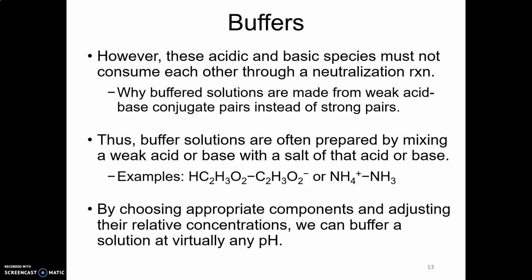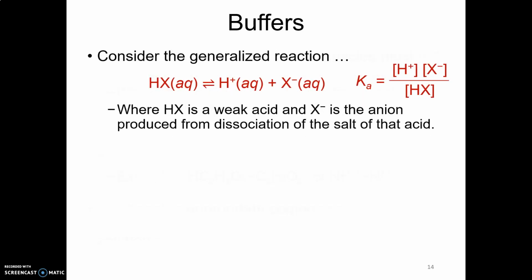So let's talk about how we would actually calculate these things. Okay, so here is our generalized weak acid dissociation, right? Here I've substituted A for X, but other than that, it's exactly the same as what you've seen before for the Ka expression, okay? And you know that K is always concentration of products over reactants, so it's the concentration of the proton times the conjugate base divided by the concentration of the acid.